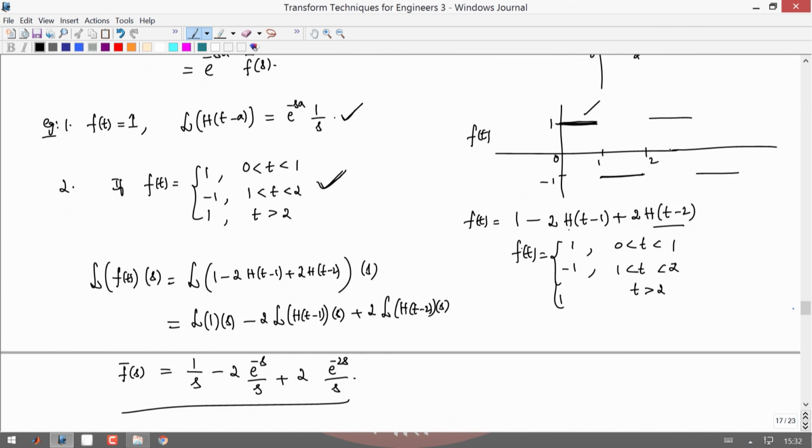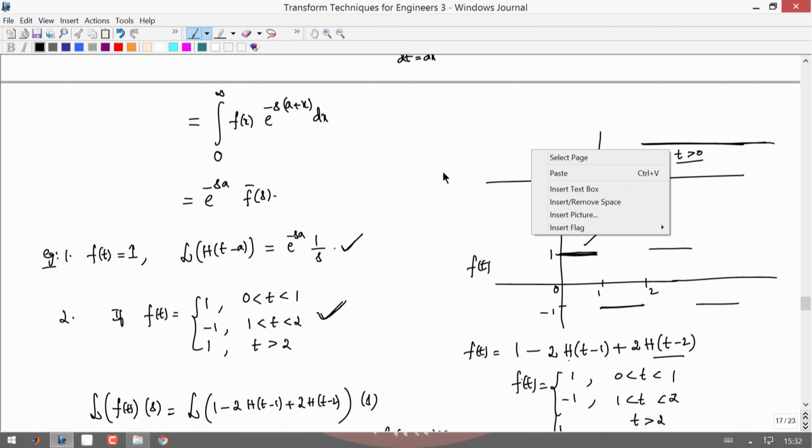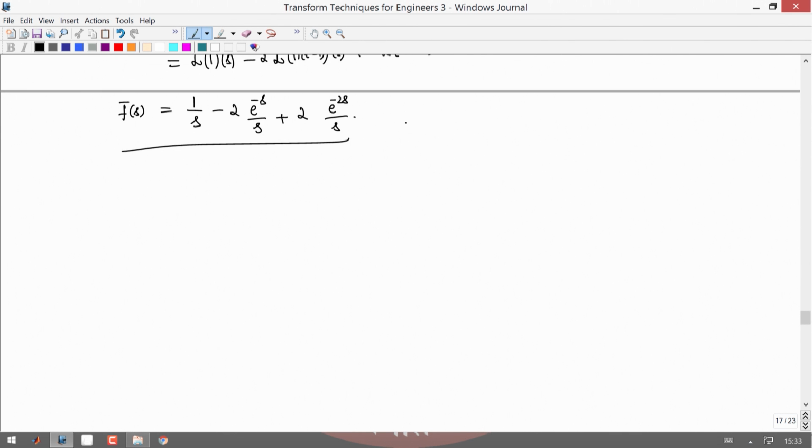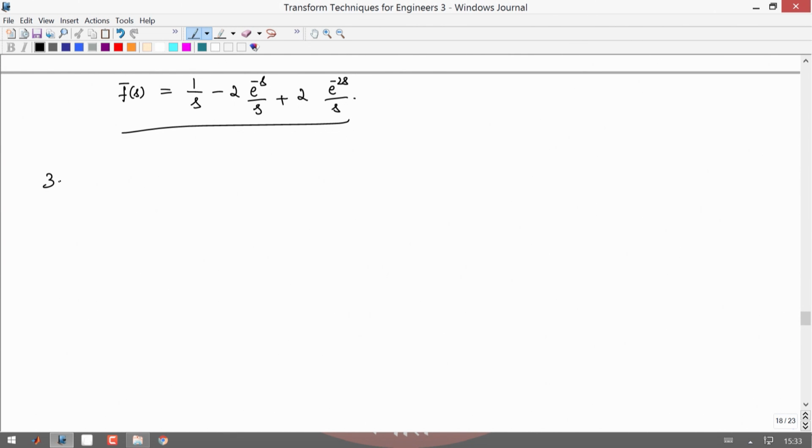So, we will move on to another property. These are the examples for this property that we have seen, the shift property. Next we will look at the other property of this Laplace transform, that is the scaling property.